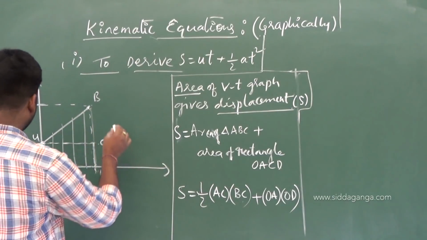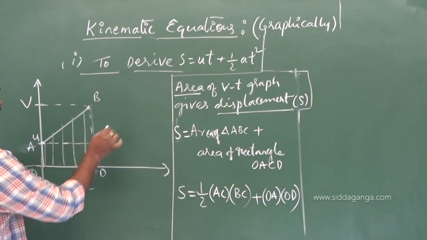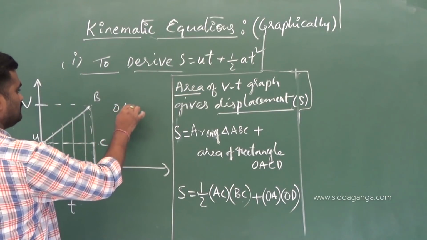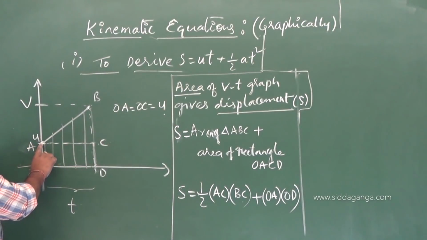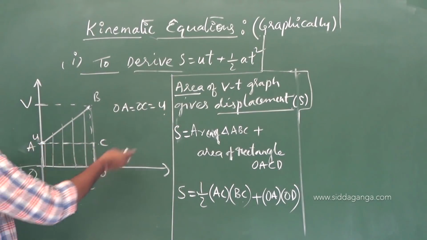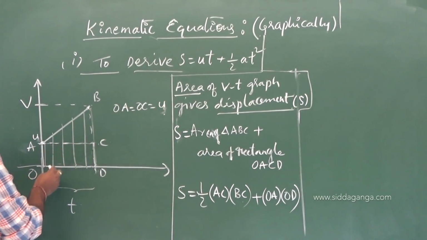I will just write here somewhere. OA equals OC equals U. This length, how much is it? OA and OC, what will it be equal to? U. Symbolically we have to represent it.